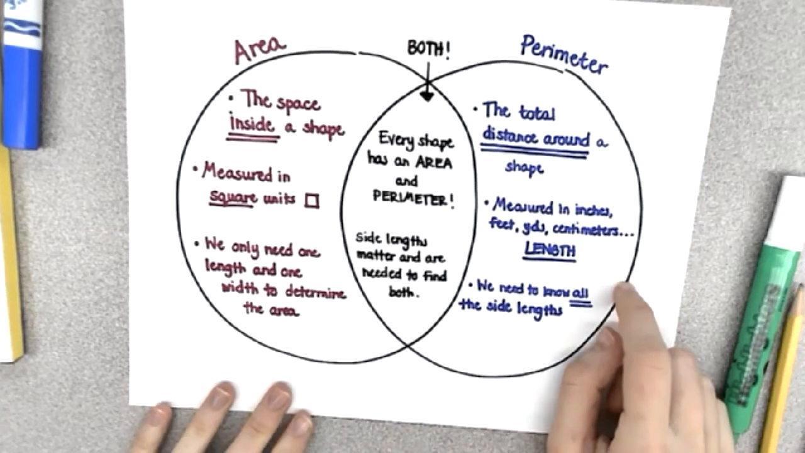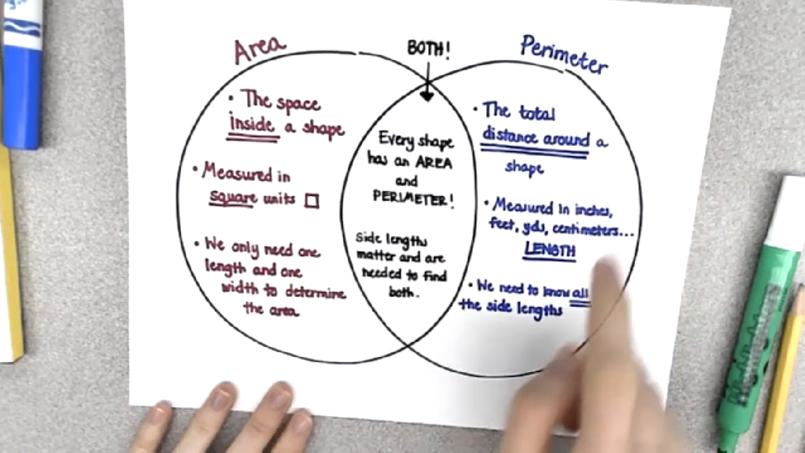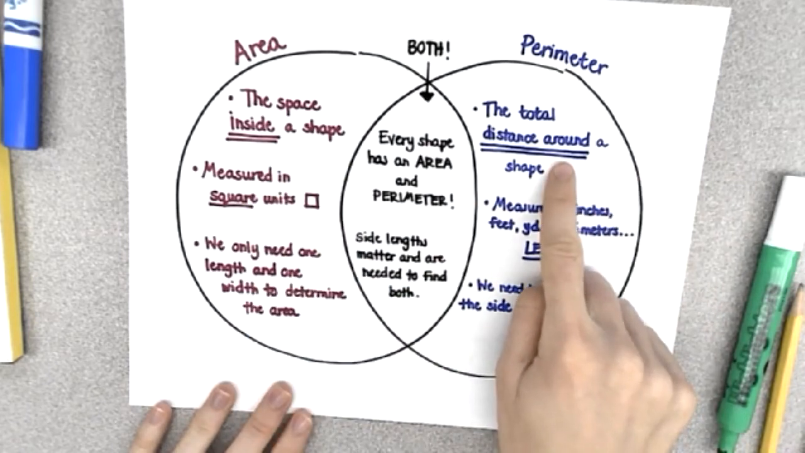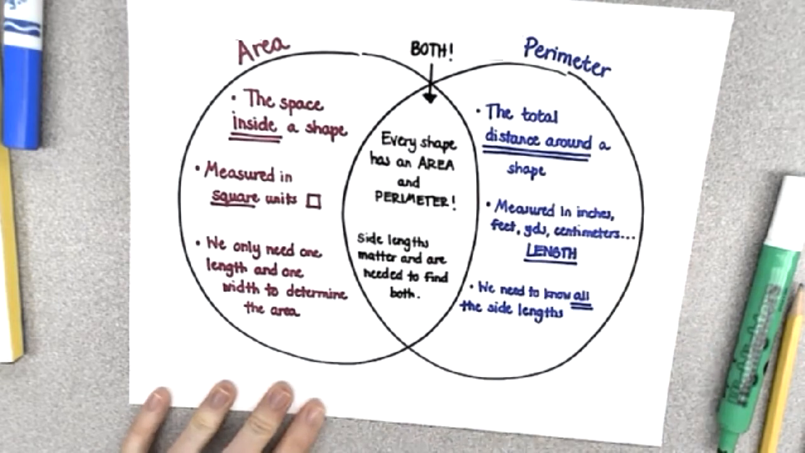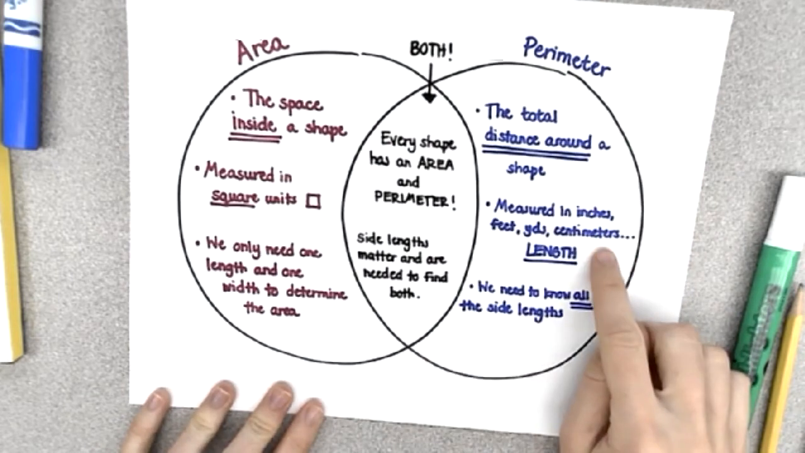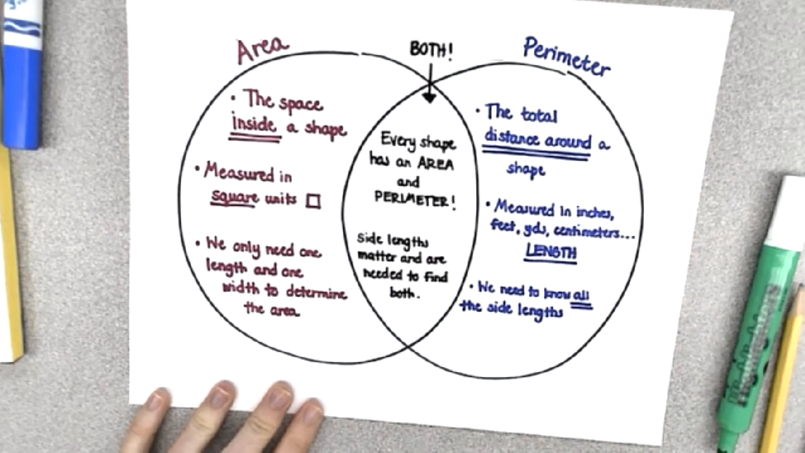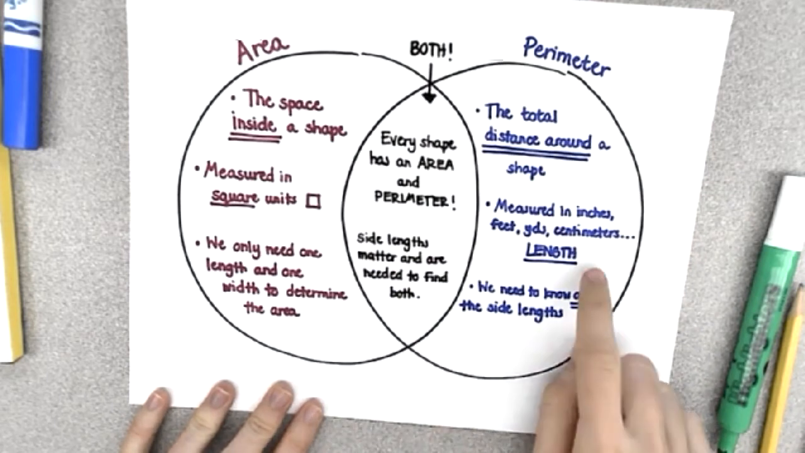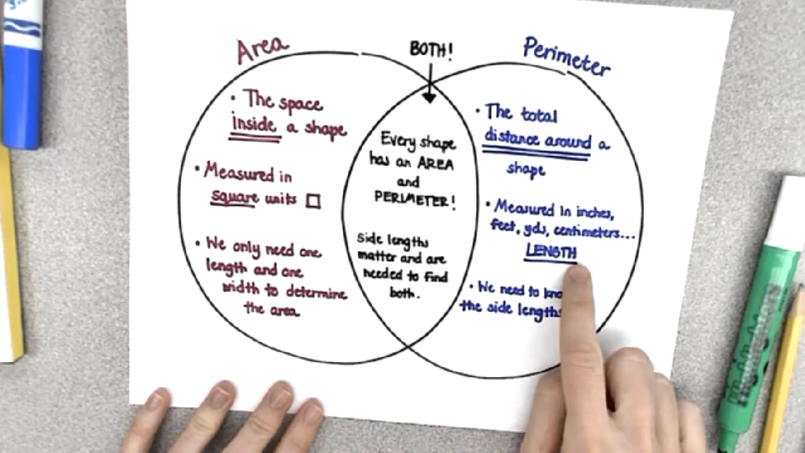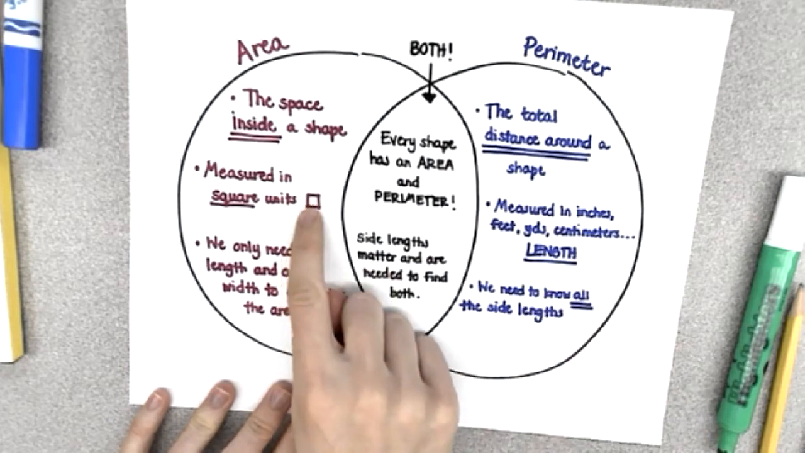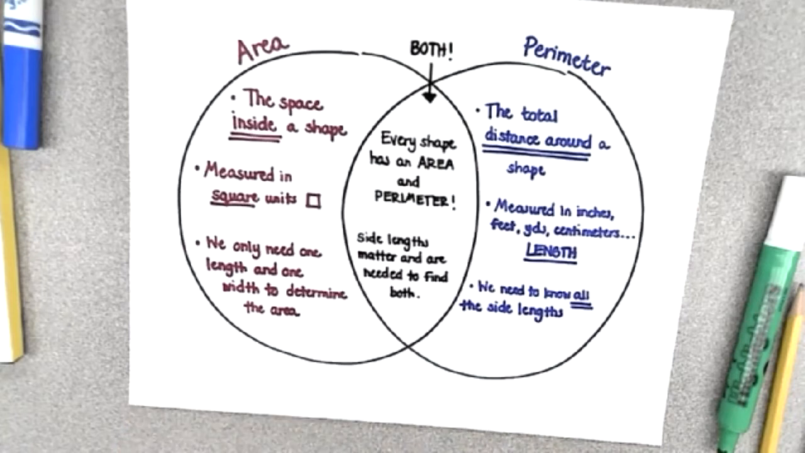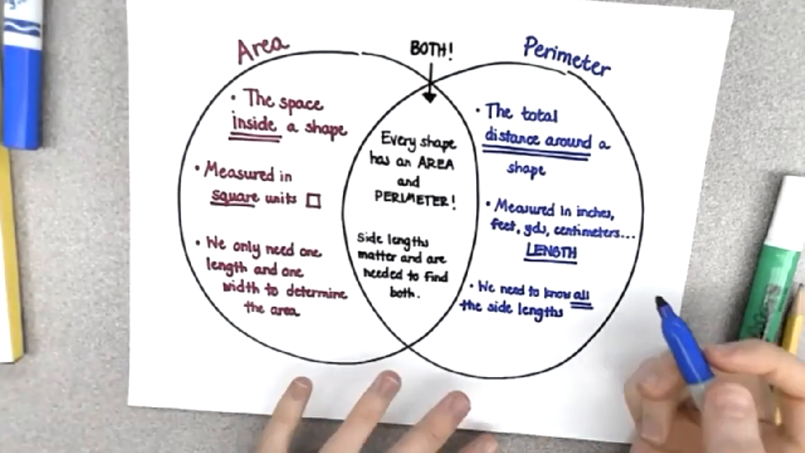The perimeter is not the space inside. It is the total distance around a shape. It's our outline. Our perimeter can be measured in inches, feet, yards, or centimeters, but no matter what, we are always measuring a length. We are not measuring squares. And for the perimeter, we have to know all the side lengths, right? I can't just have 2 and say I'm done. I have to know all of my side lengths around my shape and add them together. In fact, I'm going to add that in here.